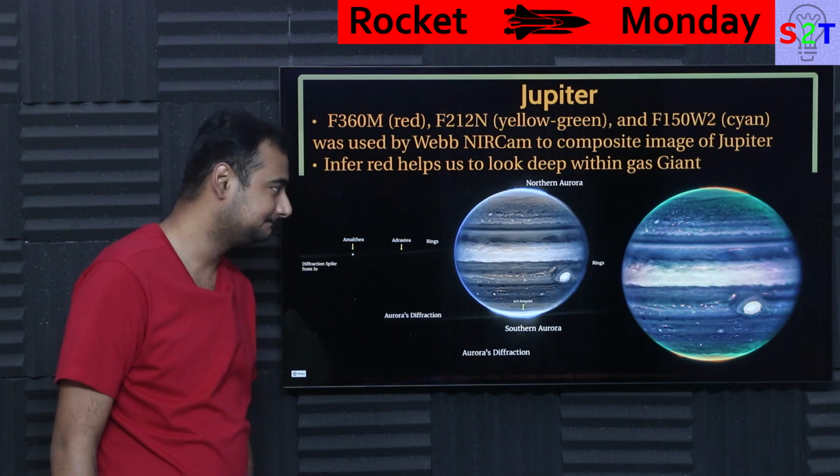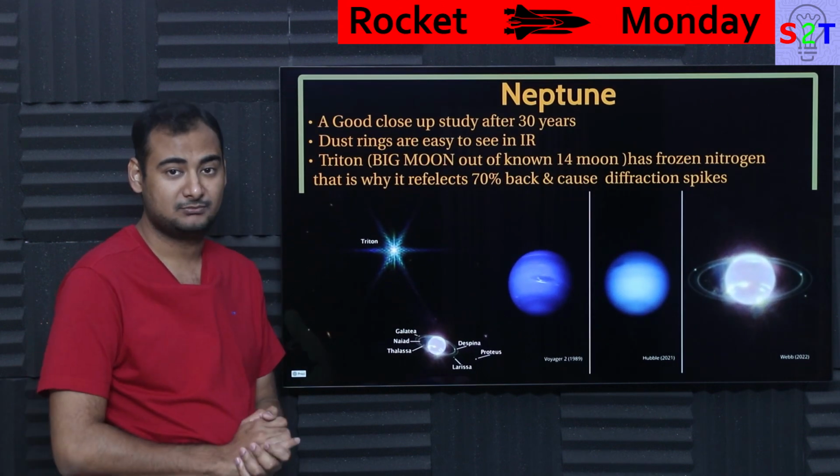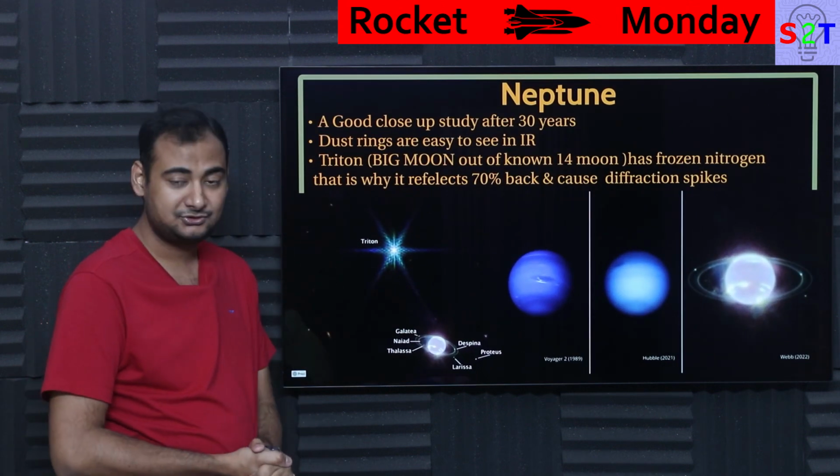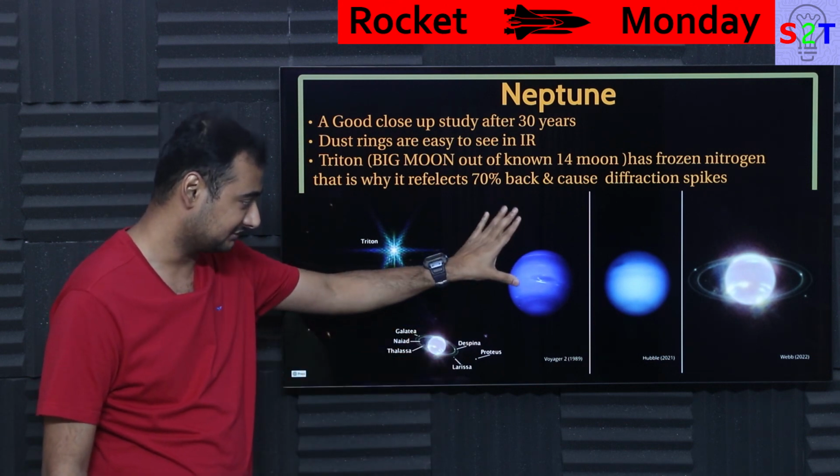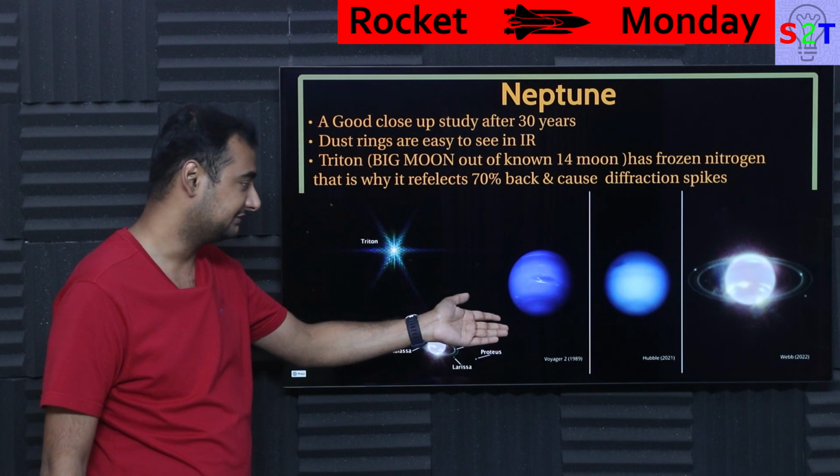So that's Jupiter. Then we come to another boy, that is Neptune. Now, Neptune is very interesting for us simply because after 30 years, we have good images, because you have to understand Voyager 2 was the closest thing that we ever sent to it.